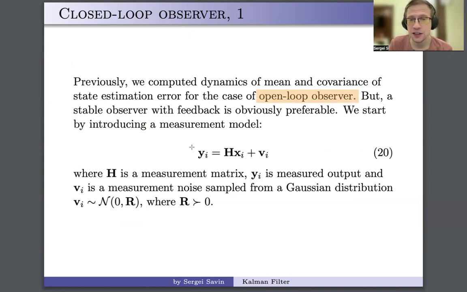To do that, let us first introduce measurement model. So we say it is y i equal to H x i. Notice usually we have C here, but for Kalman filter, it is common to use H. So we'll just use H. Plus v i, where v i is a random process called measurement noise, which is again sampled from Gaussian distribution with zero mean and covariance R positive definite.